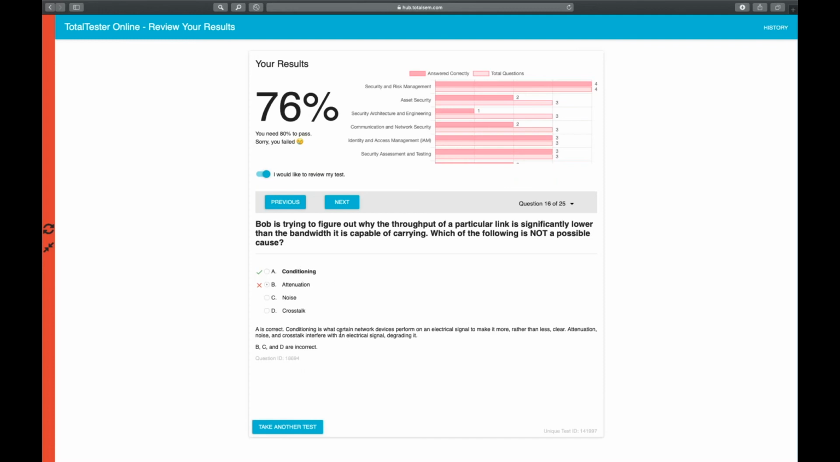So conditioning is what certain network devices perform on an electrical signal to make it more rather than less clear. Attenuation, noise, and crosstalk interfere with an electrical signal, degrading it. I thought that's what the question was going for. What was causing the signal to degrade?